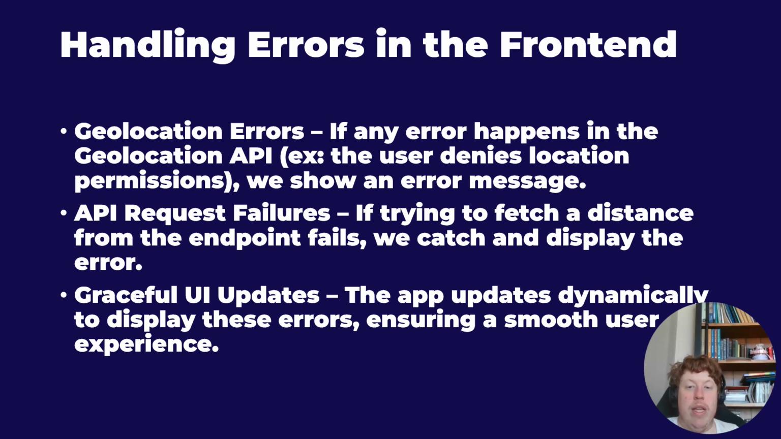We also handle errors on the client side. Geolocation errors: if any error happens in the Geolocation API, we show an error message. API request failures: if trying to fetch a distance from the endpoint fails, we catch and display the error. Graceful UI updates: the app updates dynamically to display these errors, ensuring a smooth user experience.